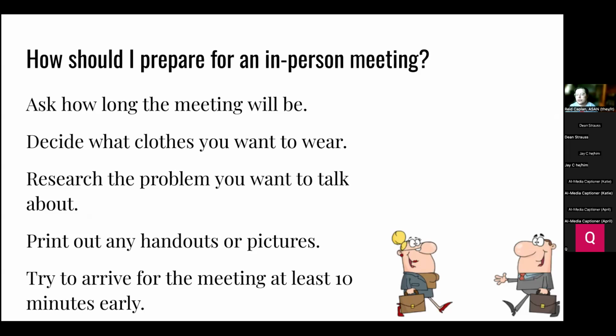You should also try to get to the meeting a little bit early. It shows that you respect the time of the person you're meeting with. And if they happen to get out of their previous meeting early, then you may have extra time to talk to them, which is also a good opportunity.